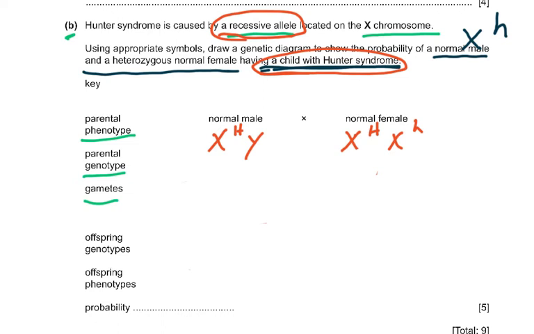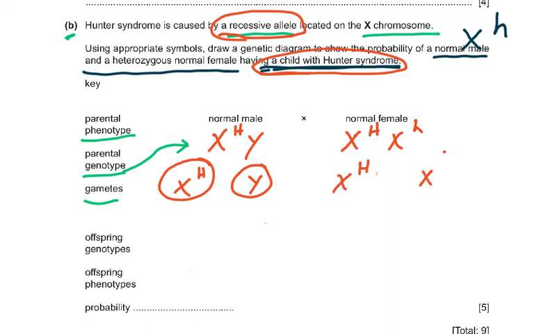So the parental phenotype is given. Now the parental genotype is this one. Why? Because they are normal. So it has to be X big H Y, and X big H and X small h. Then the gametes have just got to be written separately. So you just have to write it separately and give it a little space. And then of course I like to circle them, because that is what we teach you. So just write it a little spaced out. And this is the line for the gamete. So there's one mark for this and there's one mark for this.